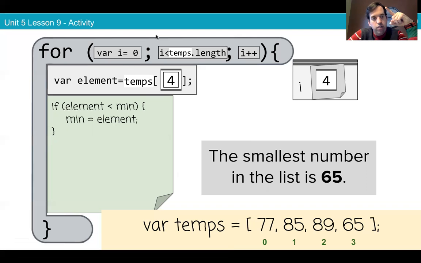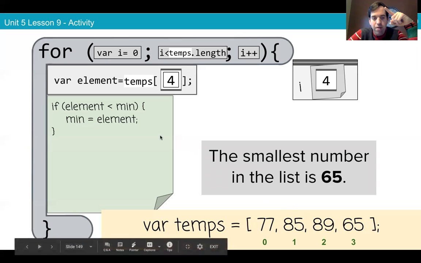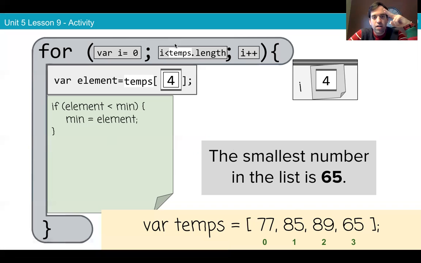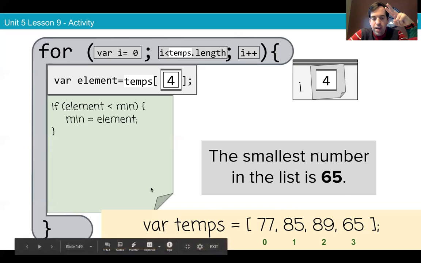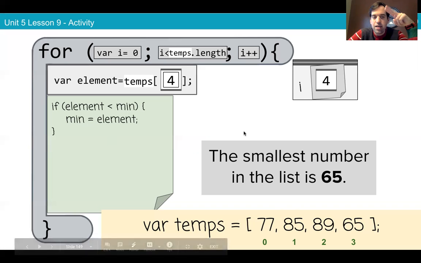i increases to 1, we restart. Is 1 less than 4? Yes, so we run the for loop. The element is now going to equal temps bracket 1, so now we have 85. Is 85 less than 77? No, so we don't replace anything. We restart. Now i is 2. Element equals temps bracket 2, so 89. Is 89 less than 77? No, so we don't do anything.